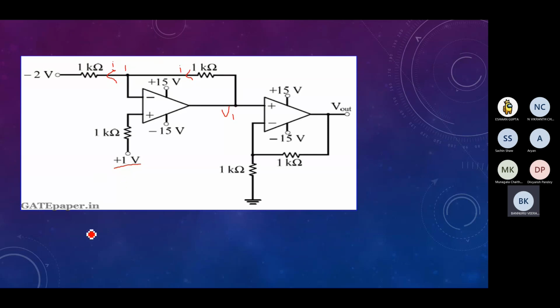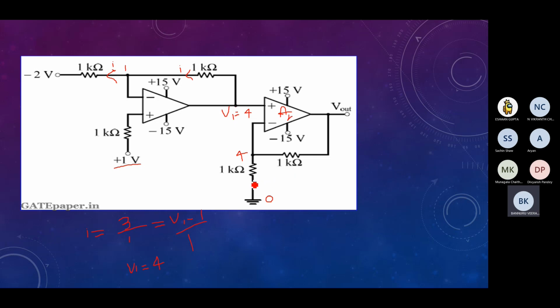Therefore, if we solve, I is equal to 3 upon 1, that is equal to (V1 minus 1) upon 1. So we will be getting V1 is equal to 4, and since we are getting V1 is equal to 4, now if you solve for this op-amp A2, this will become 4, since the virtual short circuit method.